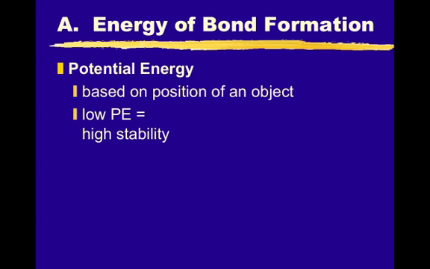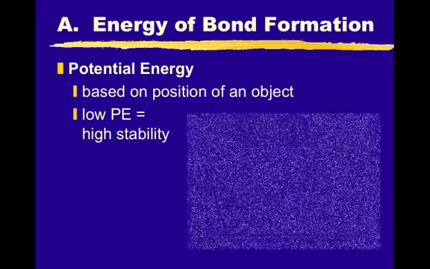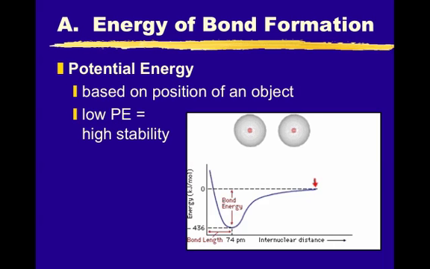Alright, the potential energy, or the energy that is possible within that bond, is based on the position of an object. If a bond has low potential energy, then it has a high stability. Okay. What is bond energy? Bond energy is the amount of energy that is required to break that bond. So a lower potential energy increases stability.